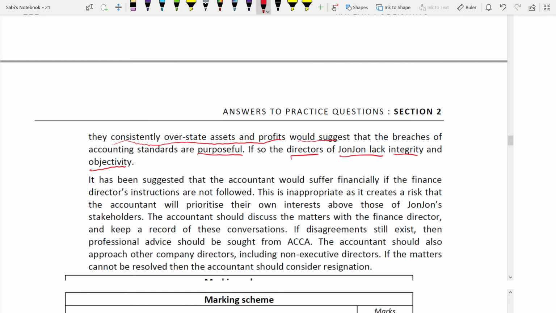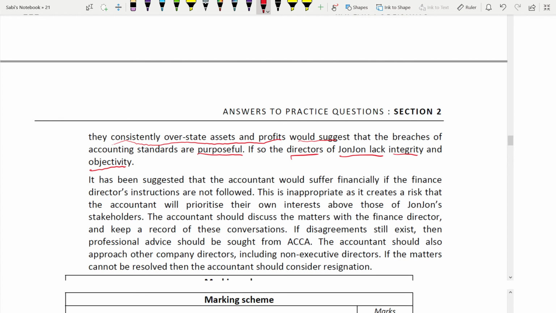Just see how they didn't write about the other three. Confidentiality, they didn't mention anything in the case study regarding keeping information secret or concealing it, nothing like that. So you don't have to write it. If you're writing it, you will not get any extra marks. No marks will be cut, but you will not get extra marks. Professional behavior also they didn't talk about, because they have not done anything which brings discredit to the profession. And professional competence and due care, no, because you can write that when they don't have the knowledge. But this is purposefully done. So you cannot write professional competence and due care in this situation. So it is only the first two codes of ethics that have been breached: integrity and objectivity.